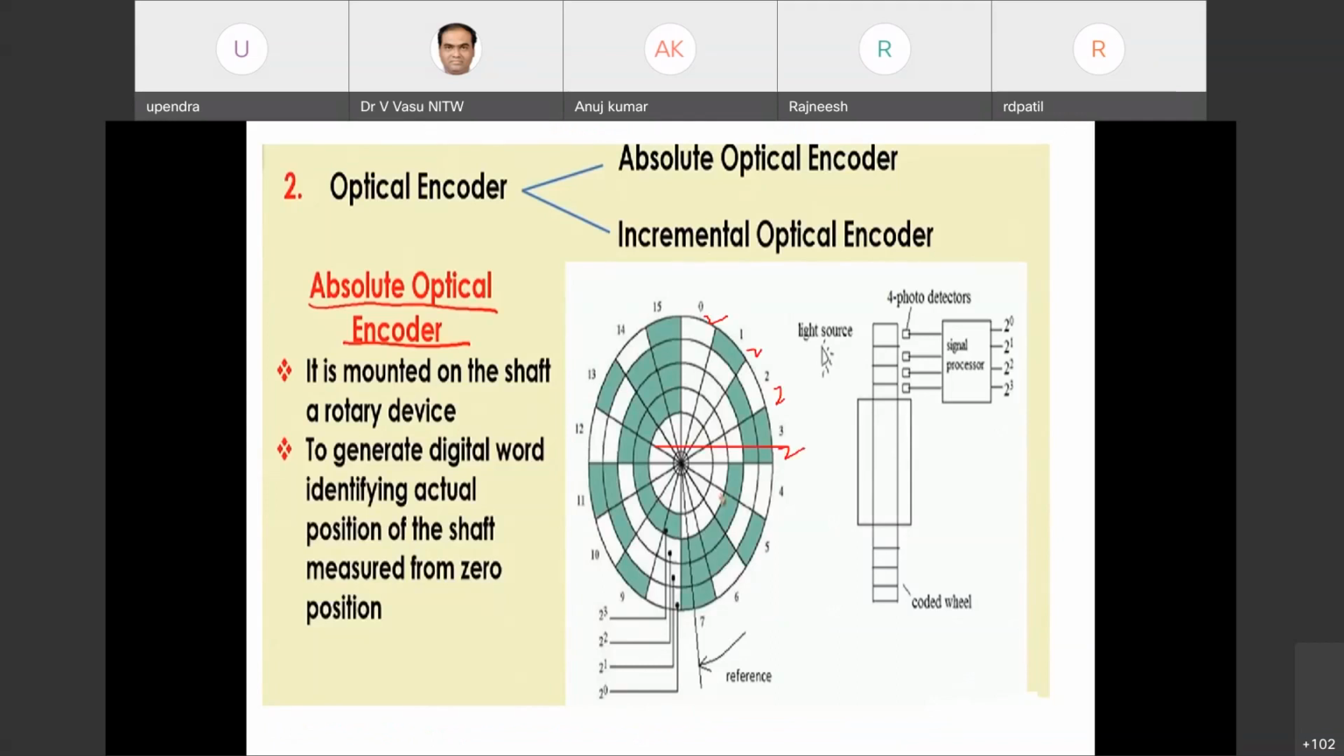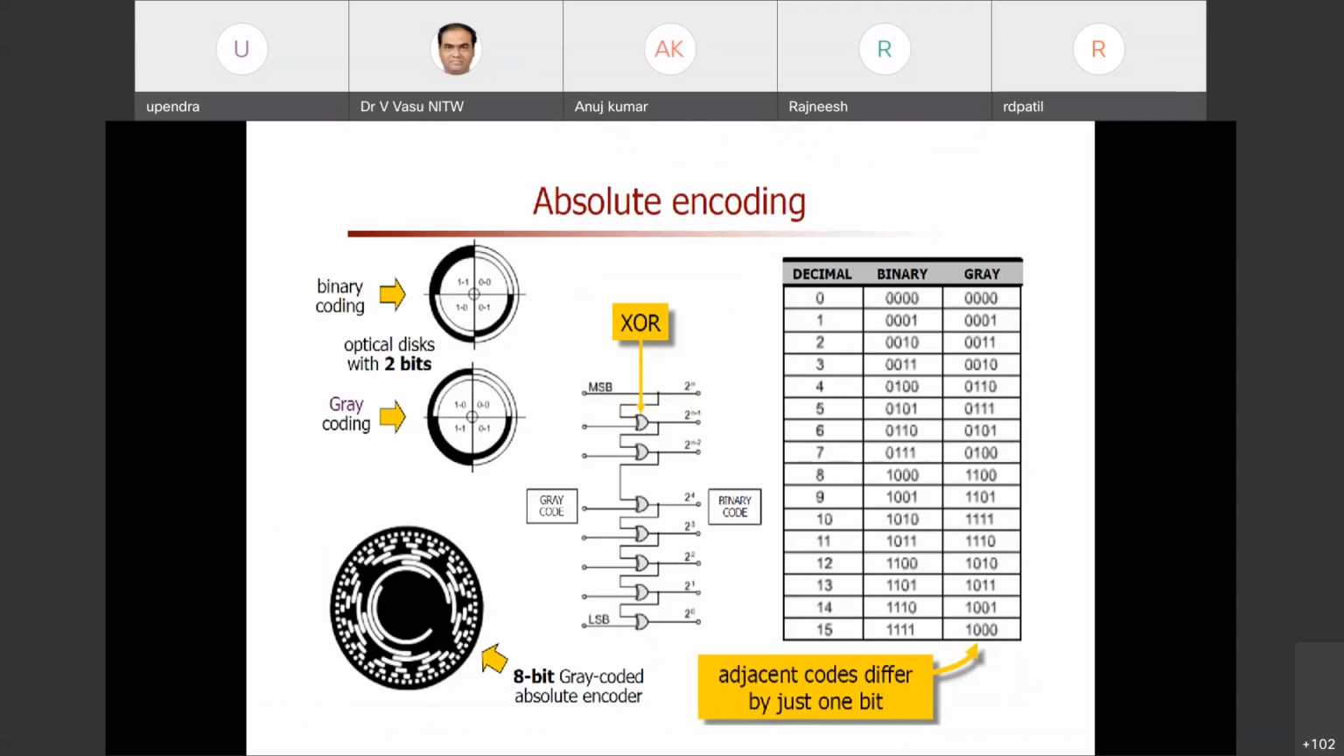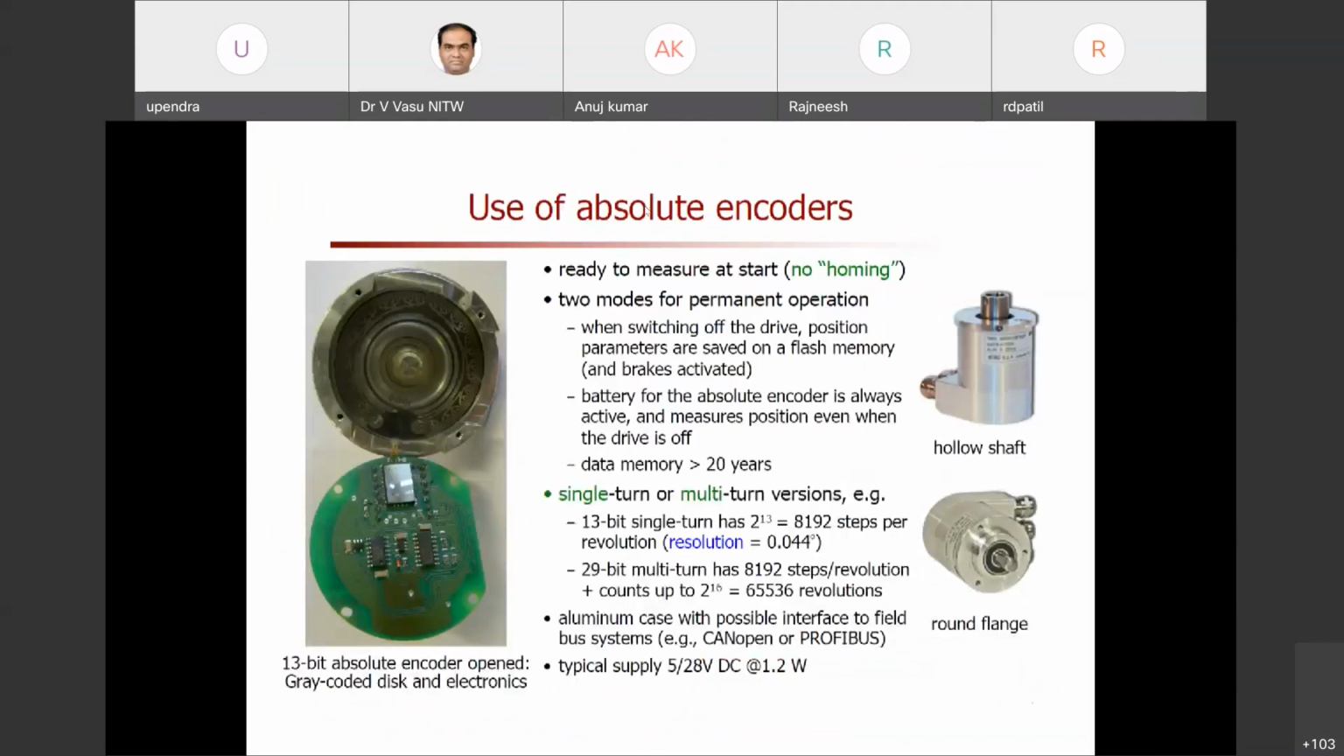We are able to give the codes. In each case we get a binary code value, like 0, 1 or 2, and you can also identify how many revolutions this particular encoder has made.